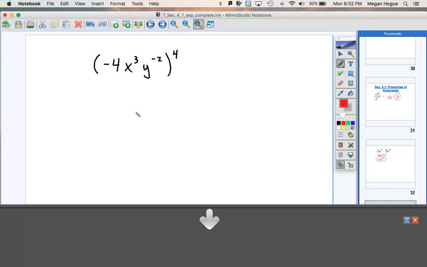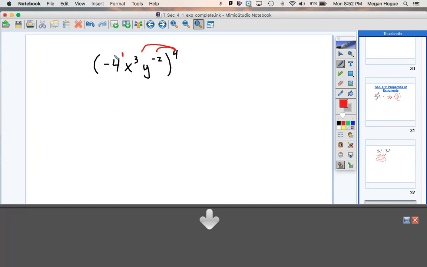Next one, we have parentheses. Whenever we see parentheses, we're thinking, hey, we got to distribute. Well, we're distributing exponents, remember. Exponents can only go to exponents. And when I distribute, I multiply. But those aren't my only two exponents. This also has an exponent.